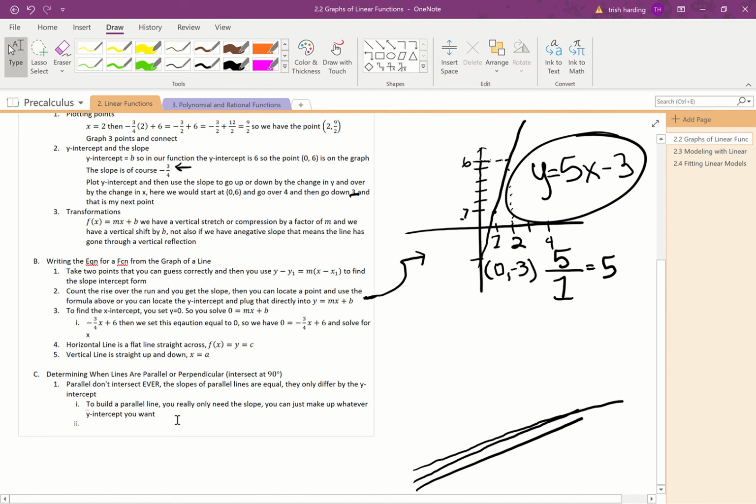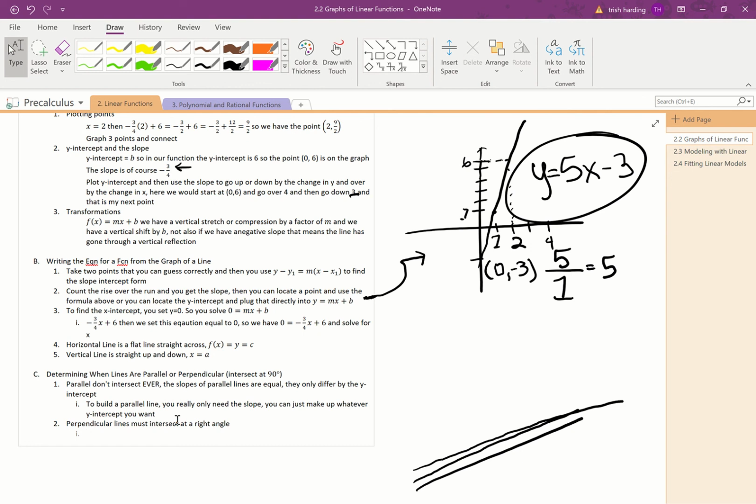Okay, so now let's talk about perpendicular lines. They must intersect at a right angle. Now, there's really no way I could explain this to you because it goes through a lot of geometry, and that's not the scope of this class. The book goes over it, but I'm not going to. So perpendicular lines must intersect at a right angle.